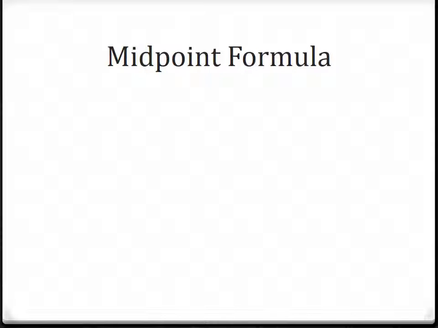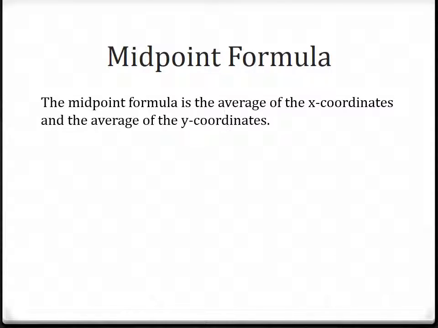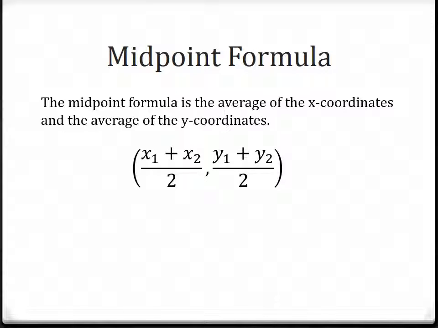First, let's look at the midpoint formula. The midpoint formula is the average of the x-coordinates, and it's the average of the y-coordinates. Now remember, for x-coordinates, you only have two numbers, so you're adding two numbers and dividing by 2. For the y-coordinates, you only have two numbers, so you're adding the two coordinates together and dividing by 2. So x1 plus x2 over 2 and y1 plus y2 over 2. Notice there's a comma in between because you get a new coordinate, not a measure, just a placement on the graph.